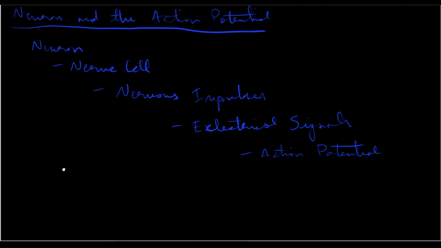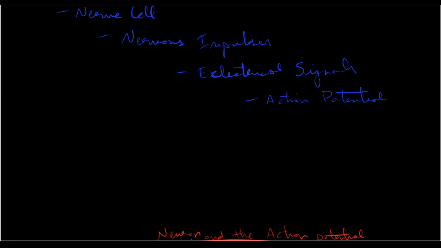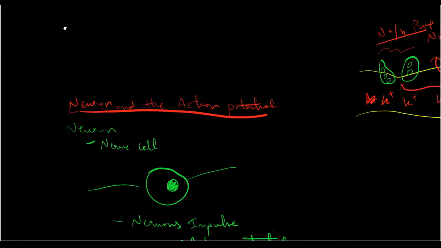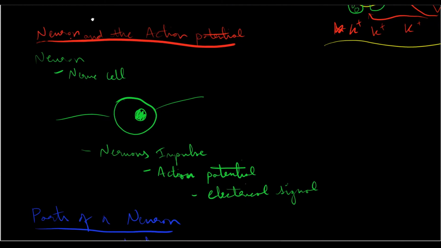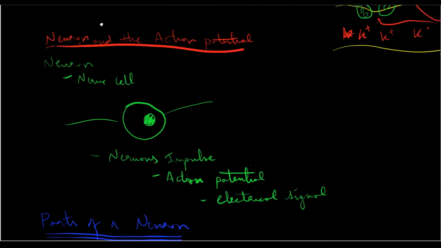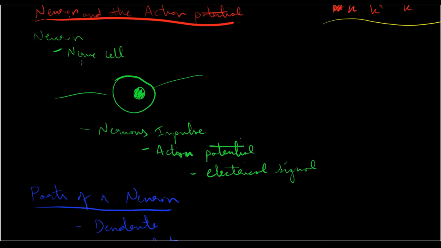Now let's talk about the parts of the neuron. I've already written these down, so let's just go through and talk about them. This is a nerve cell. I should have gotten a picture, but oh well. Basically, a neuron, like I said, is a nerve cell that gives out these signals. And this is the nervous impulse, so basically an action potential, like I mentioned above, the electrical signal.